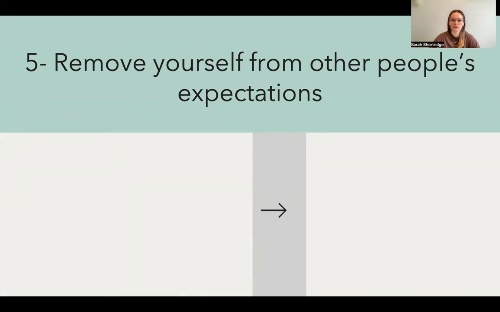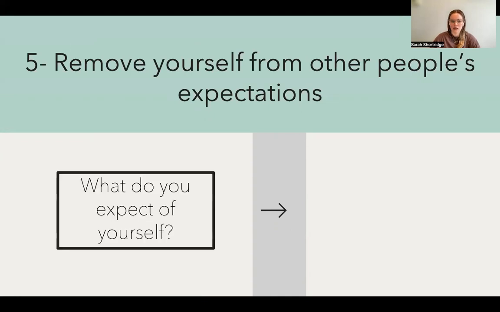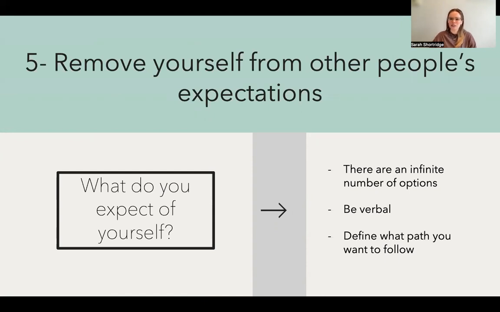Number five is to remove yourself from other people's expectations. It's okay to have people who have expectations from us, but it's very important to take it with a pinch of salt. What is important to focus on is what you expect of yourself. You also have to remind yourself that there are an infinite number of options or paths to get to where you want to go. And if you feel pressure from other people's expectations, it is important to be verbal and talk about what you really want.